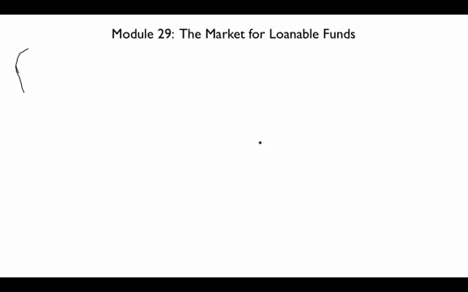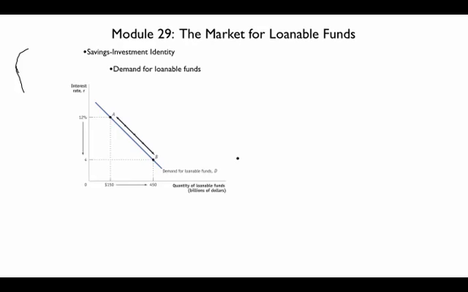Module 29, the market for loanable funds. Need to understand the savings investment identity. This is the one item for Module 22 that's going to be important for you to understand, mostly because it is carried forward into Module 29 and helps reinforce this idea that in the economy, the market will seek equilibrium between the demand for loanable funds and the supply of loanable funds.